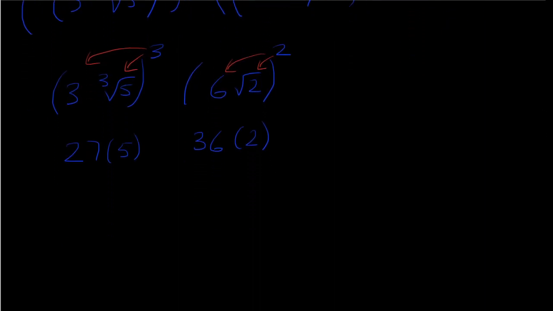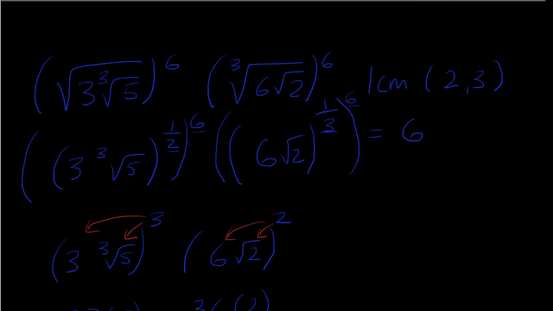So 27 times 5 is 135. 36 times 2 is 72. We have 135 is greater than 72. So we follow up along here and we say that the square root of 3 cube root of 5 is greater than the cube root of 6 times square root of 2.